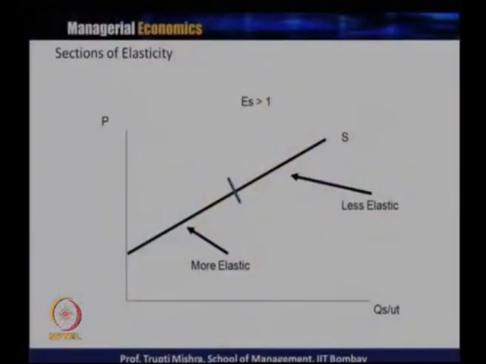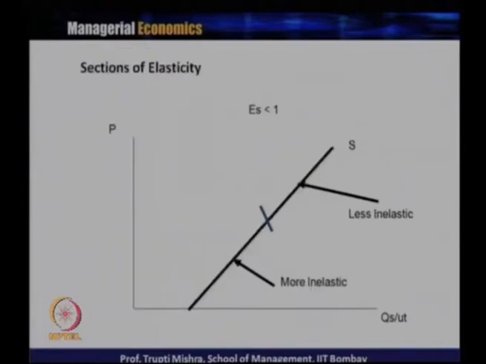So, if you take the case of an elastic supply curve, which is much flatter, then the bottom section is more elastic and the segment at the top is less elastic. In this case, the elasticity of supply takes a value greater than 1, and that is the reason we have a flatter supply curve. Here the bottom segment is more elastic and the top segment is less elastic. Similarly, if you take an inelastic supply curve, the bottom one is more elastic and the top one is less elastic. So, in a typical supply curve, in different segments, we get different values of elasticity of supply.